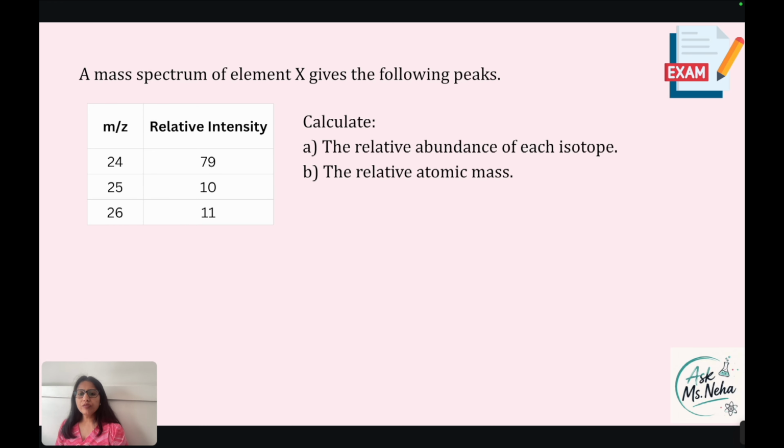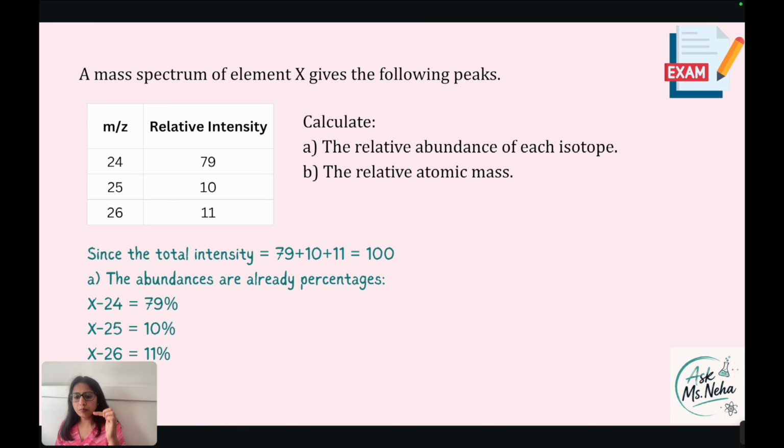So in this question, we are given the mass spectrum of element X with 3 peaks at 24, 25, and 26, and their relative intensity. What we have to find out is the relative abundance of each isotope and then the relative atomic mass. Now, in this case, if we add up all the intensities, 79 plus 10 plus 11, we get 100. That means the relative intensity is already given in percentages. So we know the X24 isotope is 79% abundant, X25 is 10% abundant, and X26 is 11% abundant. So we got the relative abundance.